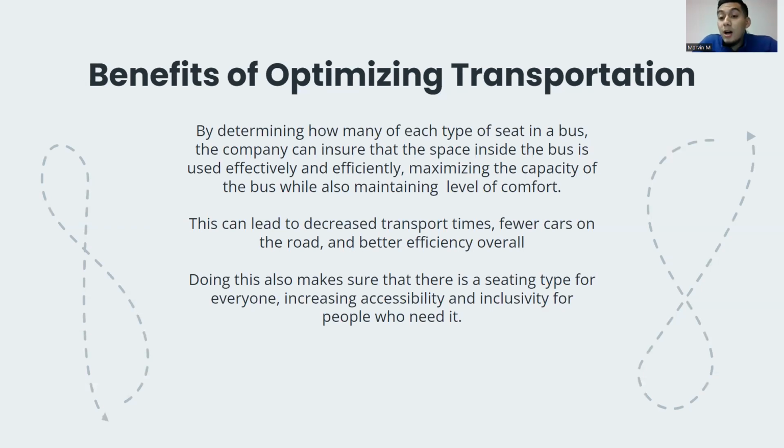And the benefits of optimizing transportation. Here we can see that by determining how many of each type of seat to put in the bus, the company can ensure that the space inside the bus is used effectively and efficiently, maximizing the capacity of the bus while also maintaining the level of comfort, which can lead to decreased transport times. This can also lead to fewer cars on the road and, above all, better efficiency overall. And by doing this, it also makes sure that there is a seating type for everyone, increasing the accessibility and inclusivity for people who actually need it.